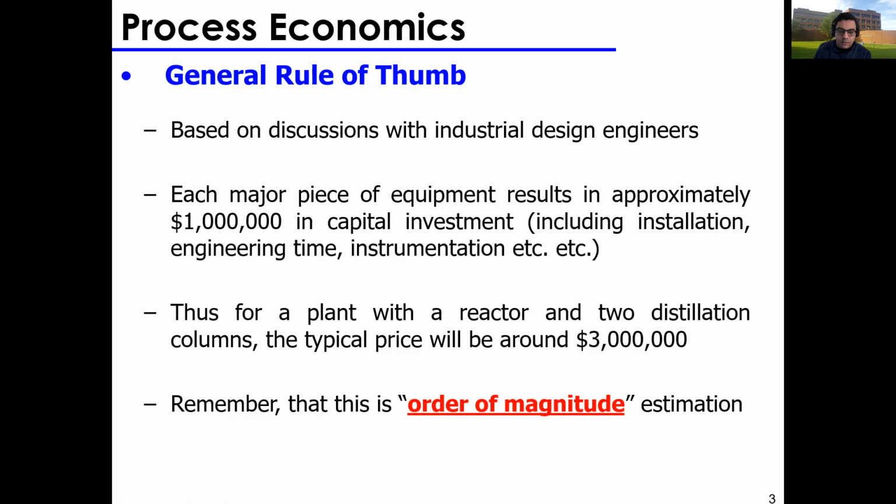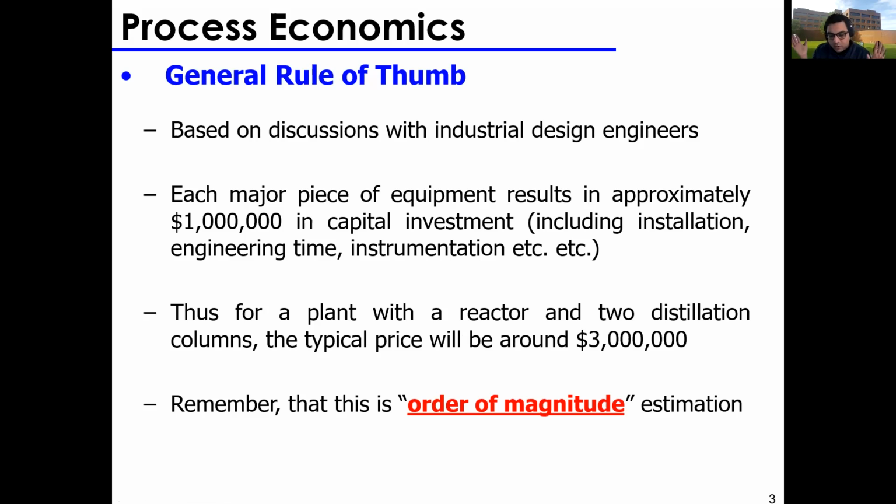Might end up being 40 million, right? But as an initial budgeting thing, or you can use this as an initial estimate, and then you put your error bands. Of course, we're going to talk about this in a bit. So as you can see, your plant with a reactor and 2 distillation columns, typical price is around $3 million.